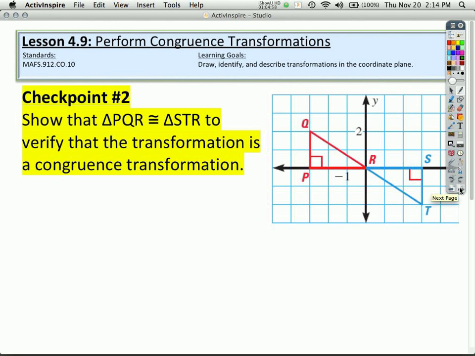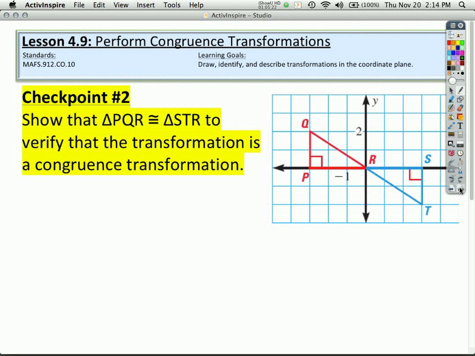I've already done the transformation for you. I want you to now verify that it's a congruence transformation somehow. So you can't use patty paper, and you can't use a protractor, and you can't use a ruler. You have to use some concept that you've learned over the course of this chapter to prove to me that this transformation that I did is a congruence transformation.